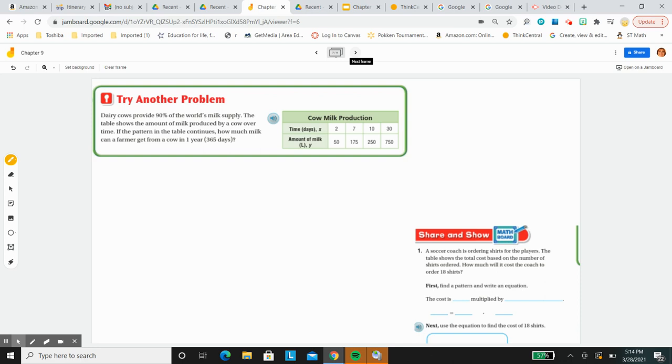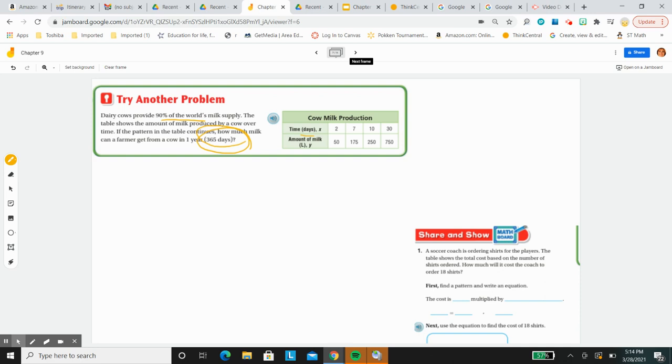Turn the page, please, to page 504. Okay, it says dairy cows provide 90% of the world's milk supply. The table shows the amount of milk produced by a cow over time. If the pattern in the table continues, how much milk can a farmer get from a cow in 1 year? Now that's 365 days. Make sure that your variable is representing the same amount of measure, okay?